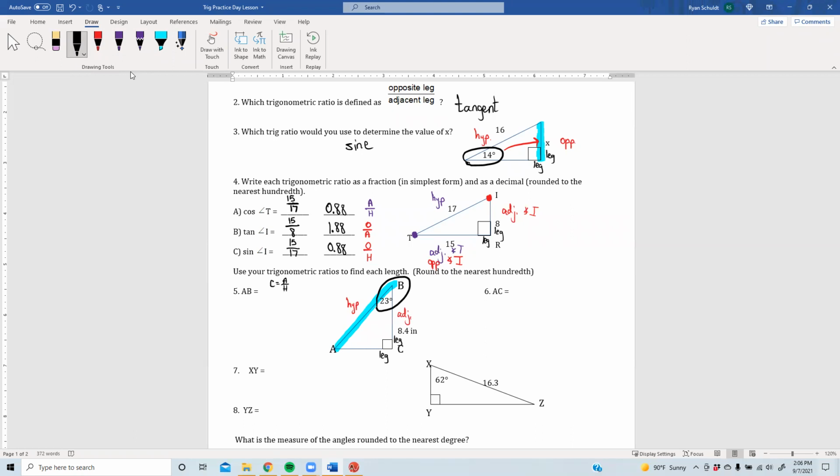So set it up. Cosine of 23 equals 8.4 over x. Multiply by x on both sides. You're going to have x times the cosine of 23 equals 8.4. Divide by the cosine of 23.